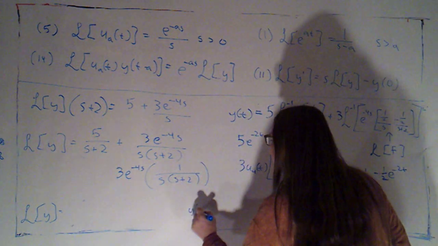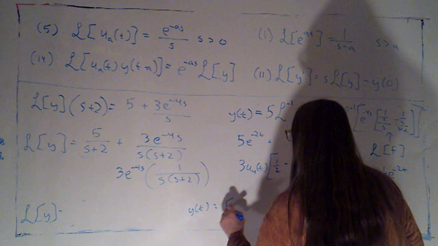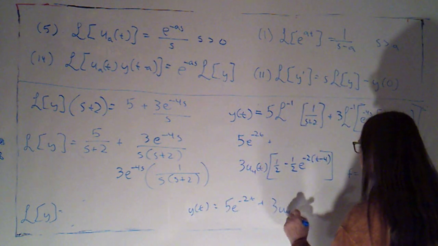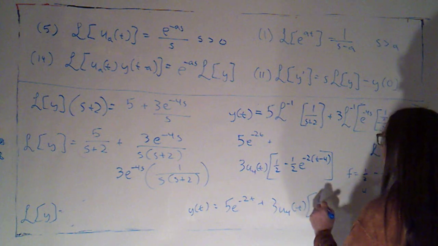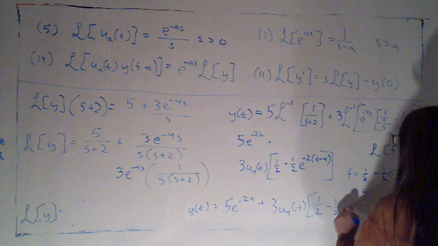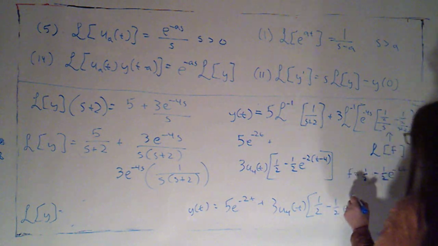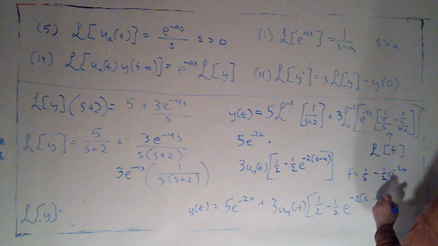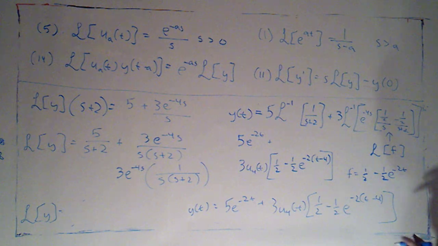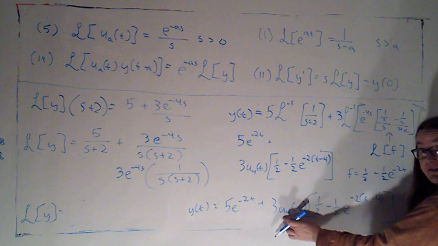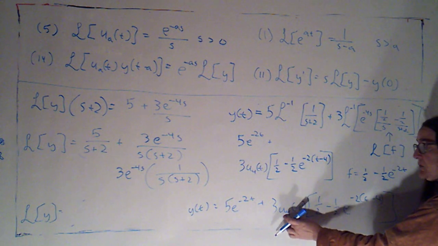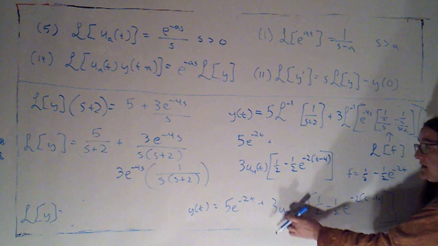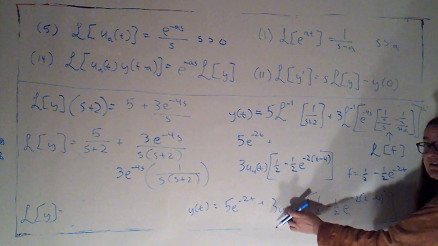So let's just write out our final answer, fitting it onto one line. My y of t is this piece, 5 e to the negative 2t, plus 3 copies of the Heaviside function, multiplied by 1/2 minus 1/2 e to the negative 2 times t minus 4. And you can see, because we've got this Heaviside function here, that's what's going to introduce the fact that my function will not be differentiable at time 4.